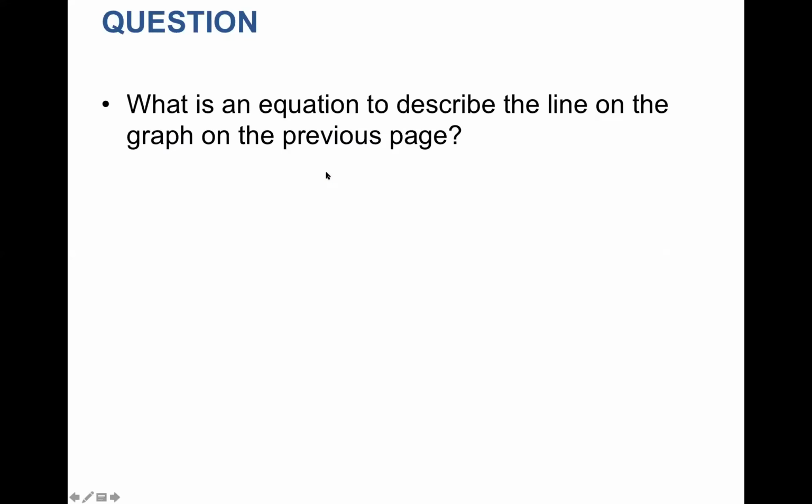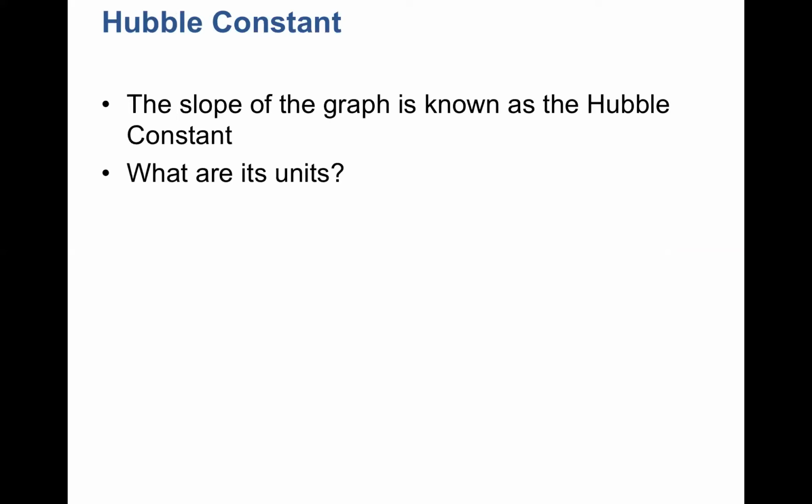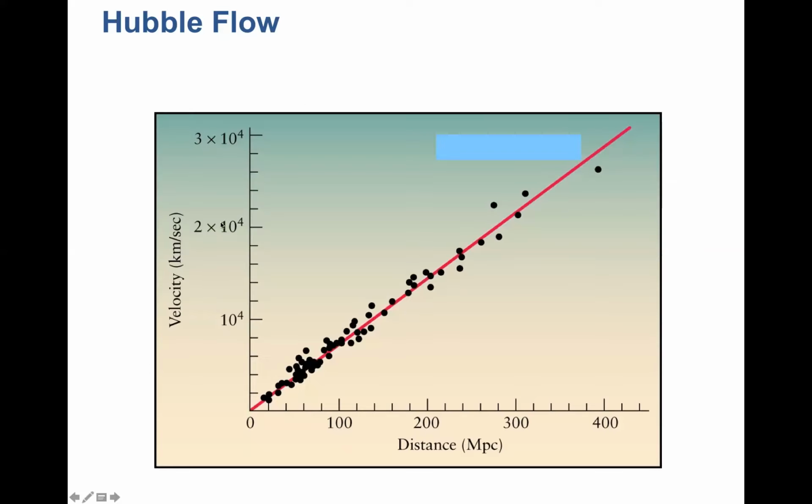Let's go back to PowerPoint. Great. So we've written an equation that describes the line on that page now. The slope of the graph is known as the Hubble constant. What are the units on the Hubble constant? The Hubble constant has some very strange units. Let's go back and think about this. Slope is rise over run. So the units of slope have to be the units of rise divided by the units of run. In this particular case, those units are kilometers per second, which is the y-axis, per megaparsec.